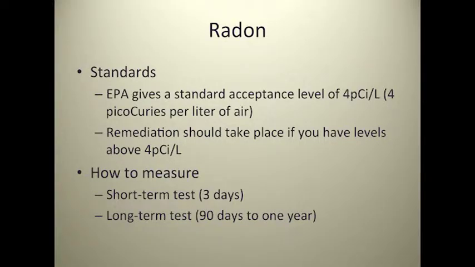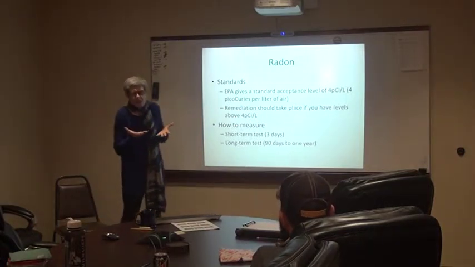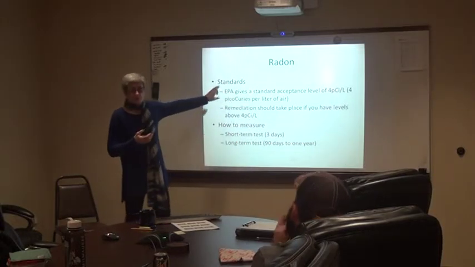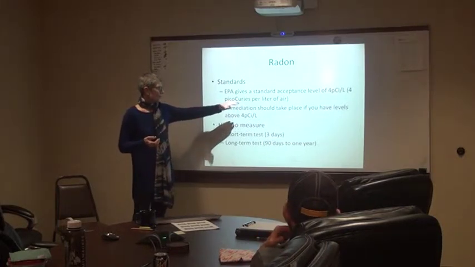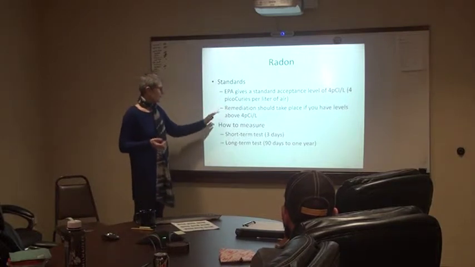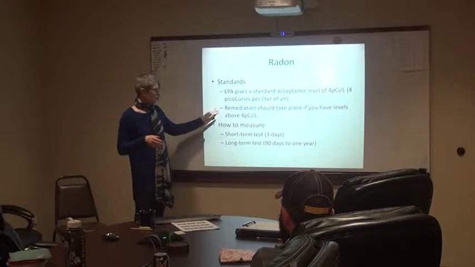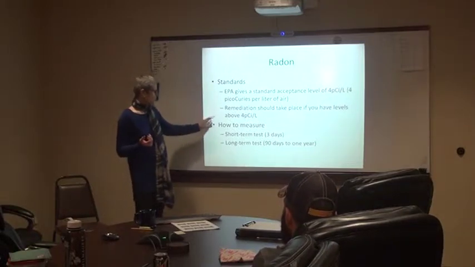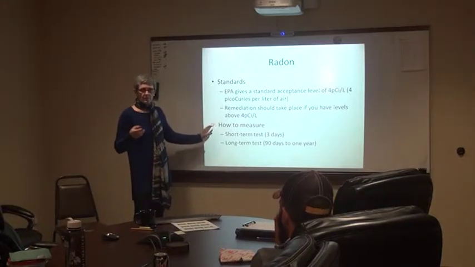Now, this is a completely arbitrary number. It's one that they just picked because they thought, okay, it can't be below that. We don't have any proof that it's a good number or a bad number, but it's the number they've settled on. These are picocuries per liter of air. They say that if you have levels of 4 or above, you should have remediation or mitigation. And you measure it a couple of ways. There's a short-term test, which I think is totally bogus.